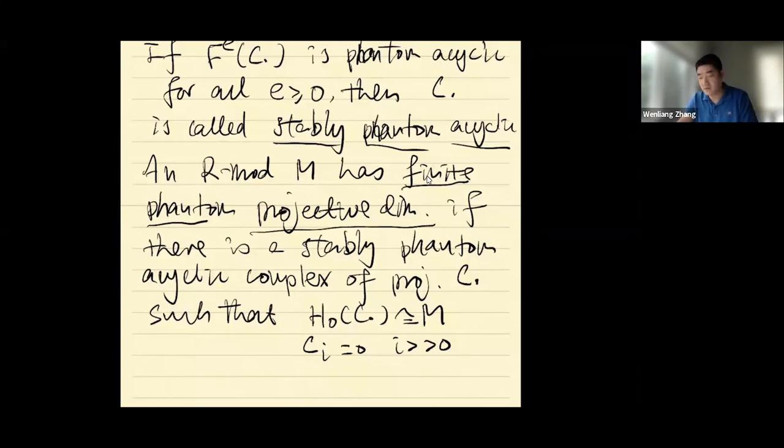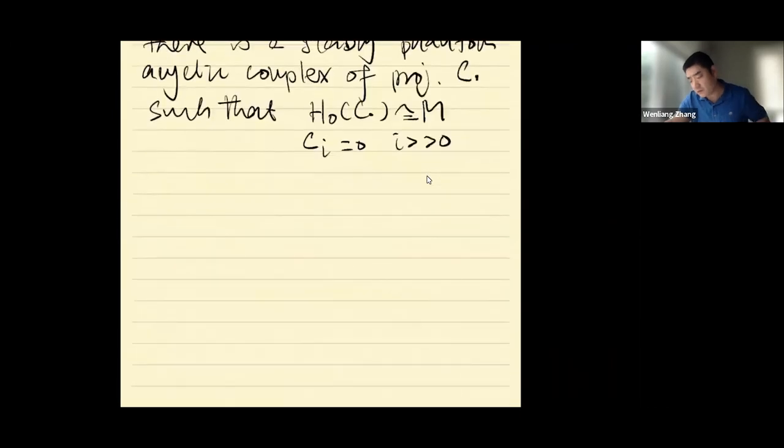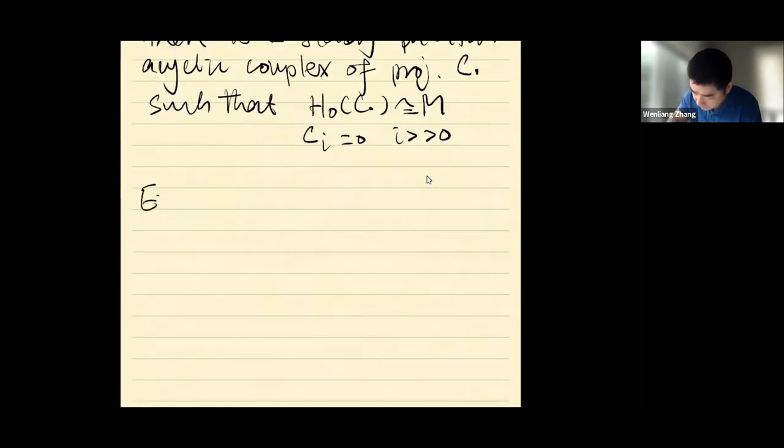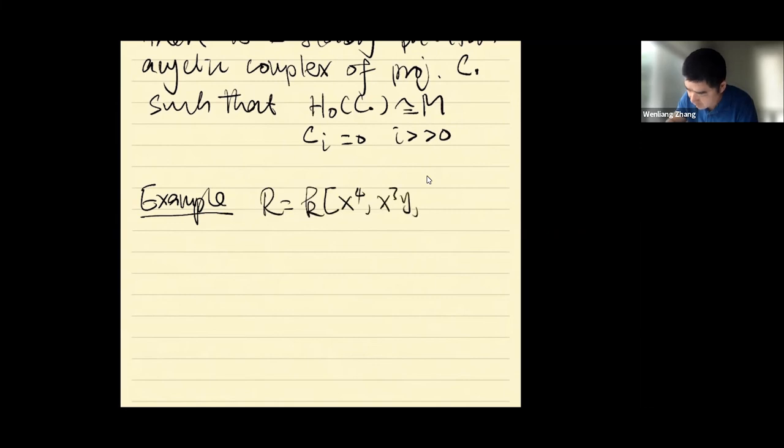All right, so any question on the definition itself? I know it's a lot to digest. All right, so let me do one small example. It's just a special case of a much more general phenomenon. Let's just say R is K[[X^4, X^3Y, XY^3, Y^4]].